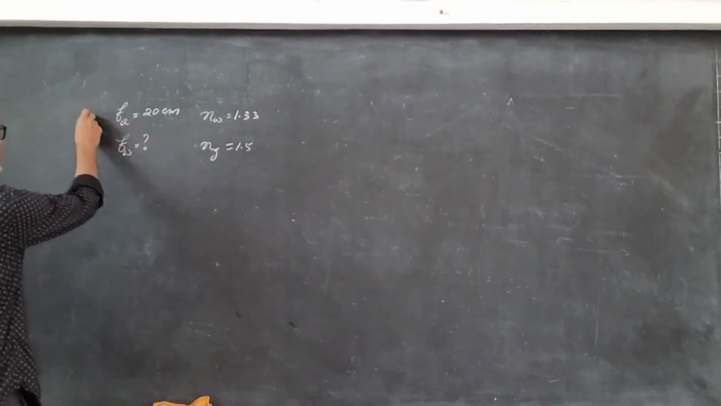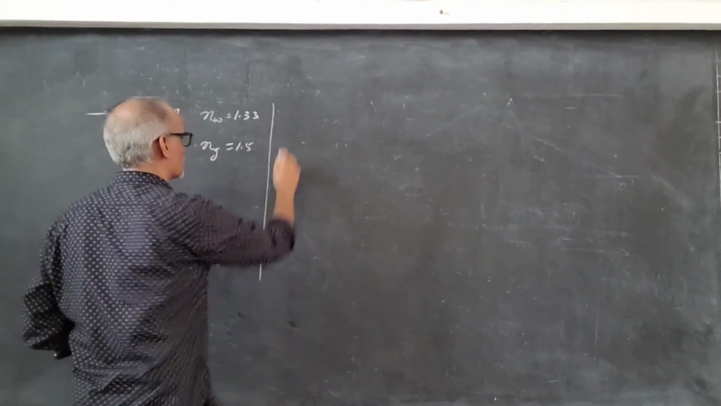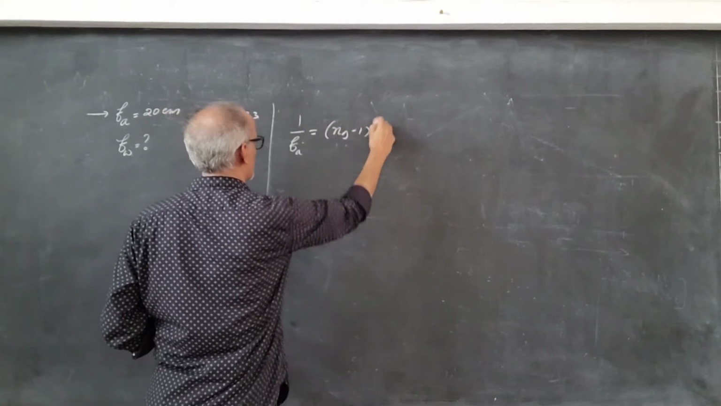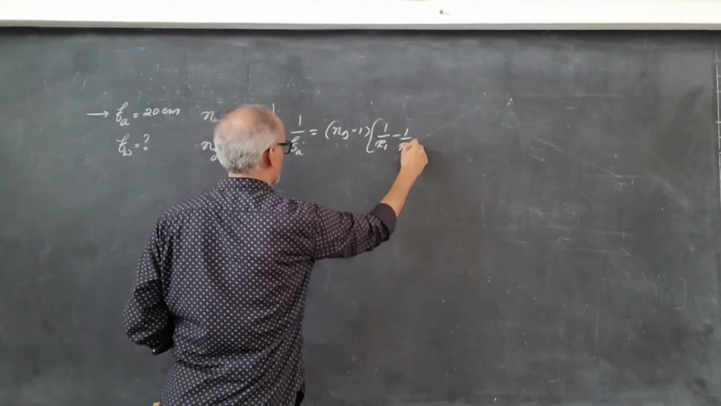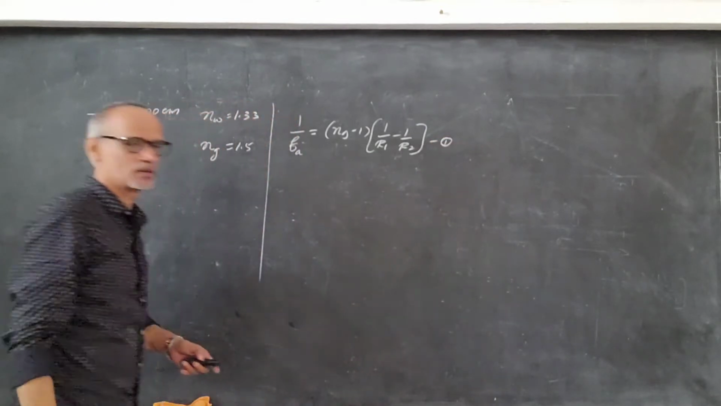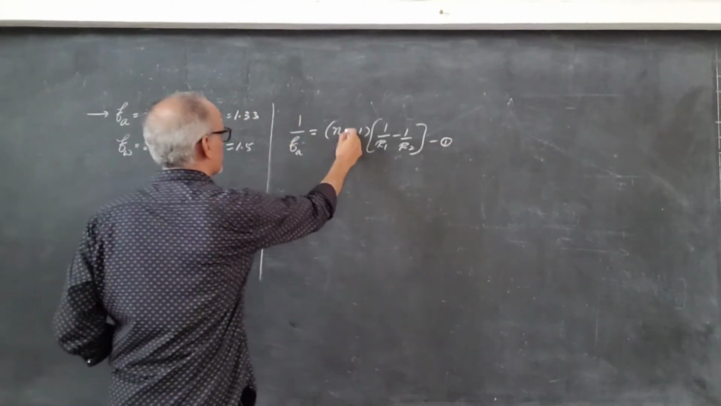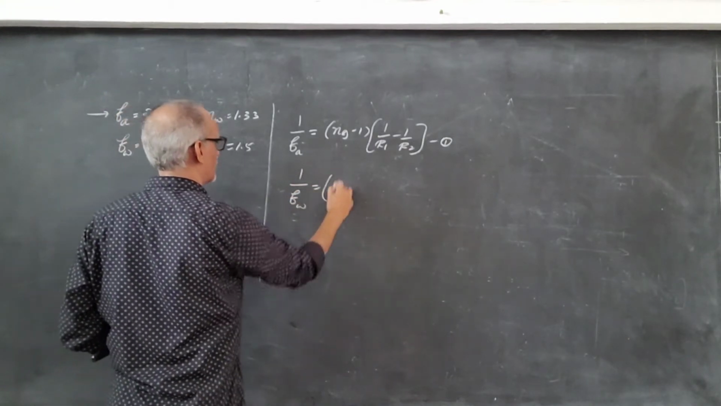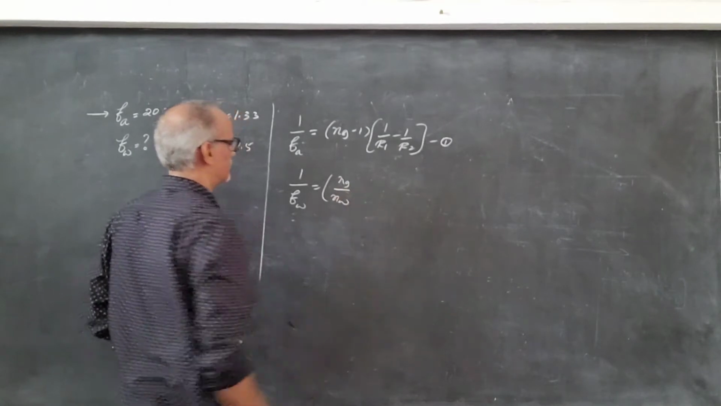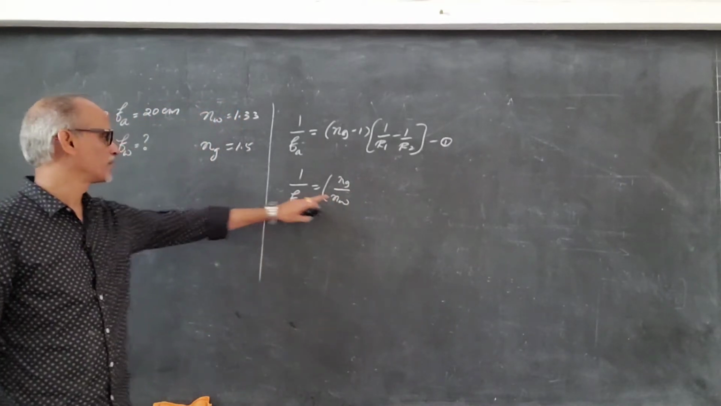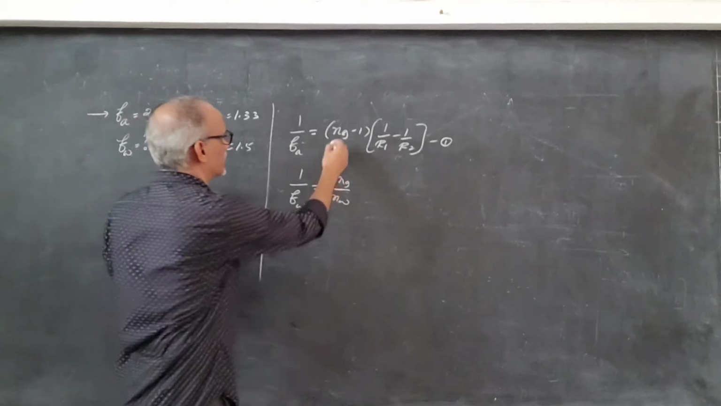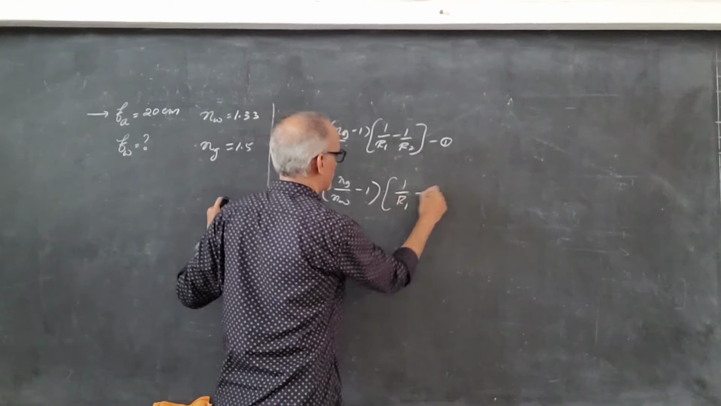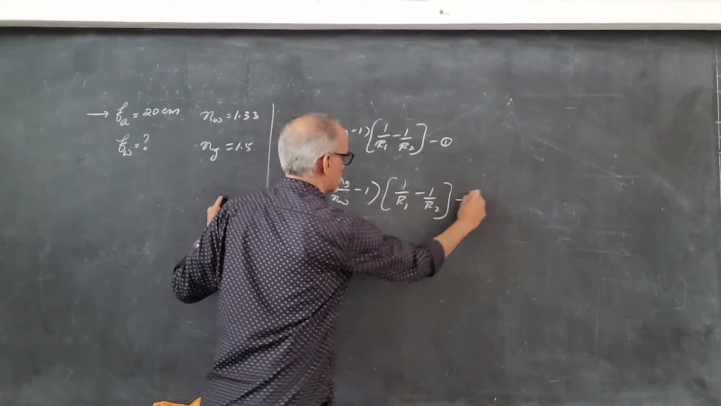When the focal length in air is given, I will write an equation which is 1 by Fa is equal to Ng minus 1 into 1 by R1 minus 1 by R2. This is one of the equations, the focal length in air, where Ng is the refractive index of the glass. And when immersed in water, 1 by Fw is equal to Ng by Nw minus 1 into 1 by R1 minus 1 by R2. Now I have to write the refractive index of the surrounding medium. Here the surrounding medium is air, so in the denominator it's 1. So this is the second equation, and now we divide.